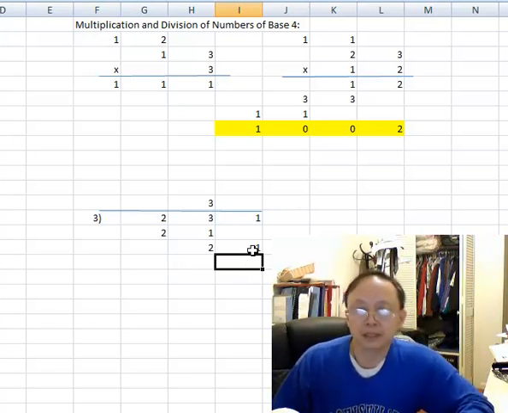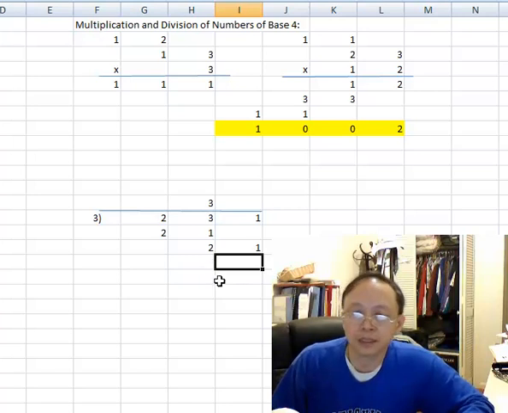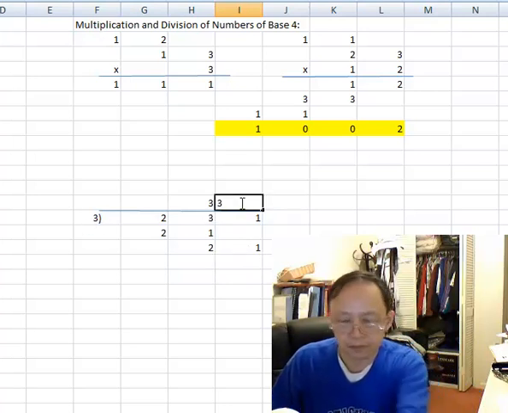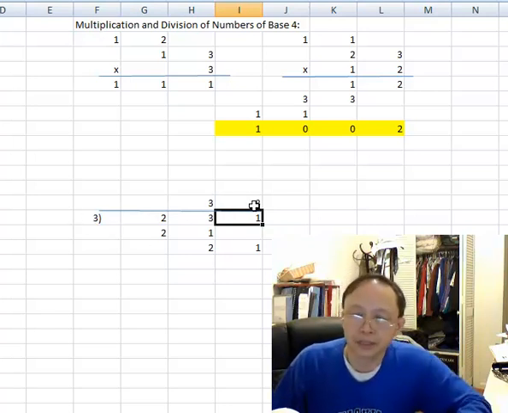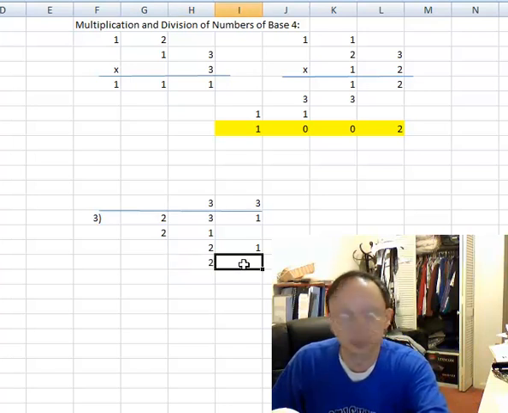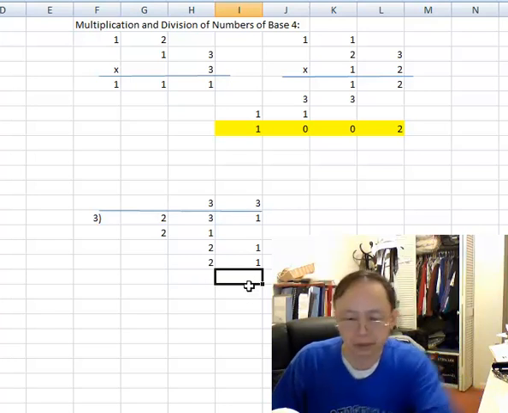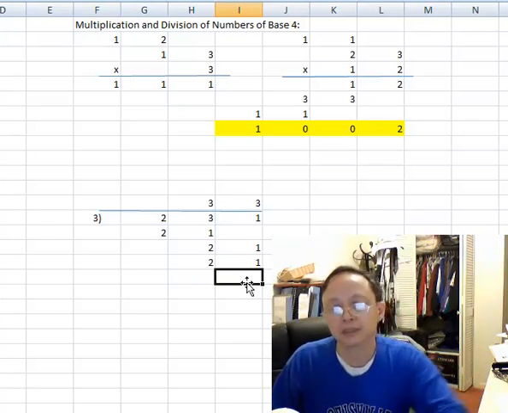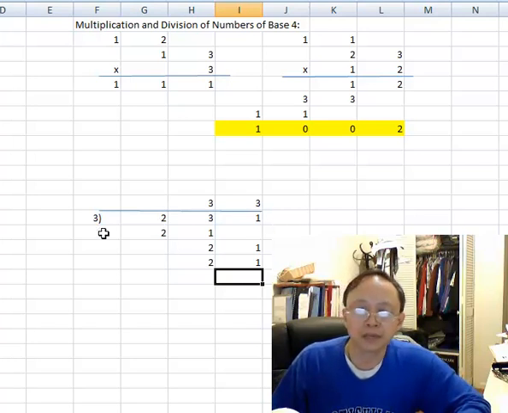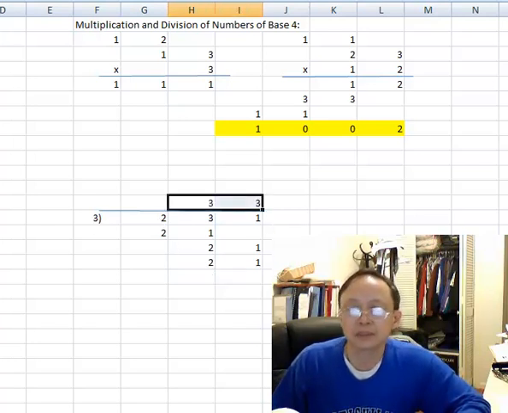Now 2, 1 in decimal system is 4 times 2 is 8. 8 plus 1 is 9. So 9 divided by 3 is 3. So 3 times 3 is 9. Change to base 4 number. So 9 divided by 4. Quotient is 2. Remainder is 1. So now 2, 1 minus 2, 1 is 0. So it's divided evenly. So we stop here. So 2, 3, 1 divided by 3 is 3, 3 in base 4 system.